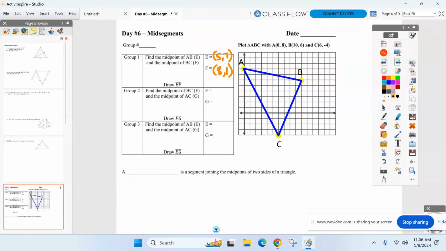All right. So now we've got to find the perimeter. And hopefully you guys have done that while I was doing all this.